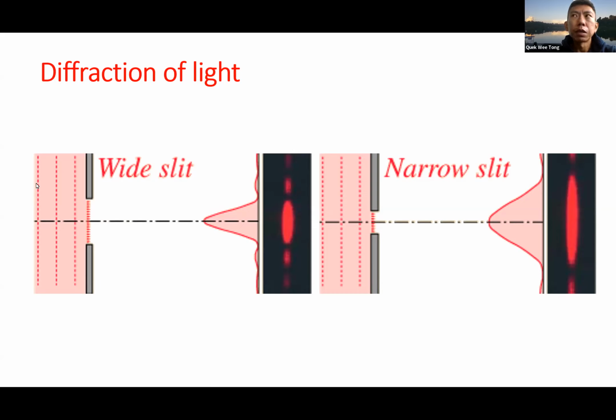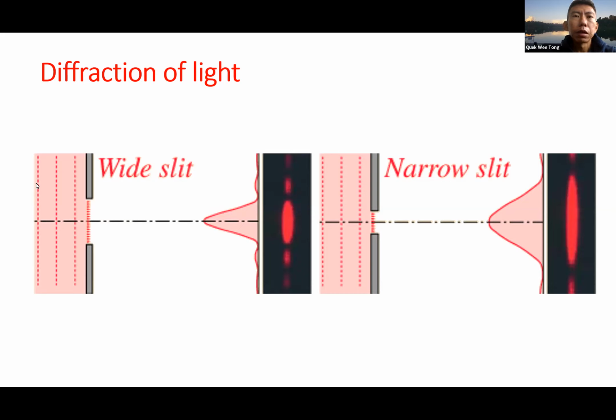So the image that you see at the other side should just be a bigger bright spot if you have a wider aperture, and if you have a narrow aperture, you should just have a narrower bright spot. It turns out that you actually have the opposite effect. The wider slit gives you a narrower bright spot, and the narrow slit gives you a wider bright spot.